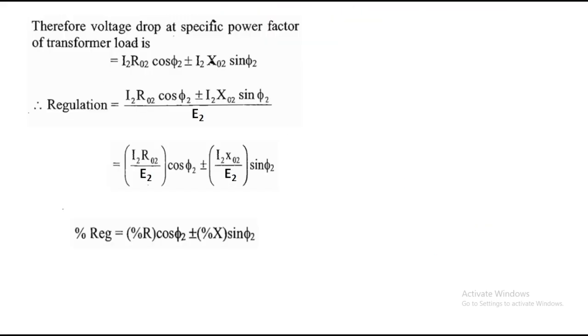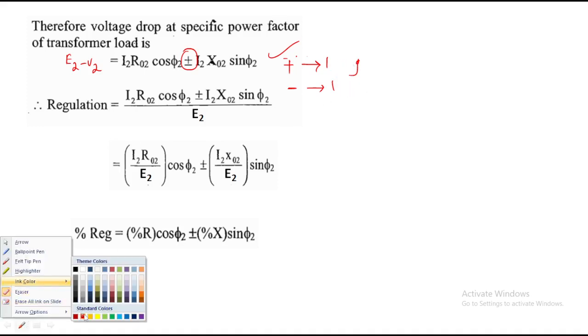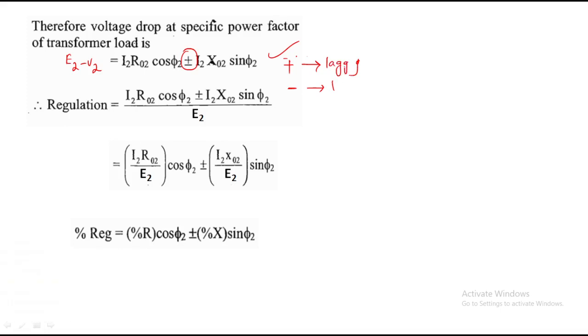So this is the formula finally we got, right? Therefore the voltage drop at specific power factor of transformer, that is E2 minus V2, is nothing but this, where plus and minus: sorry, plus is for lagging and minus is for leading.